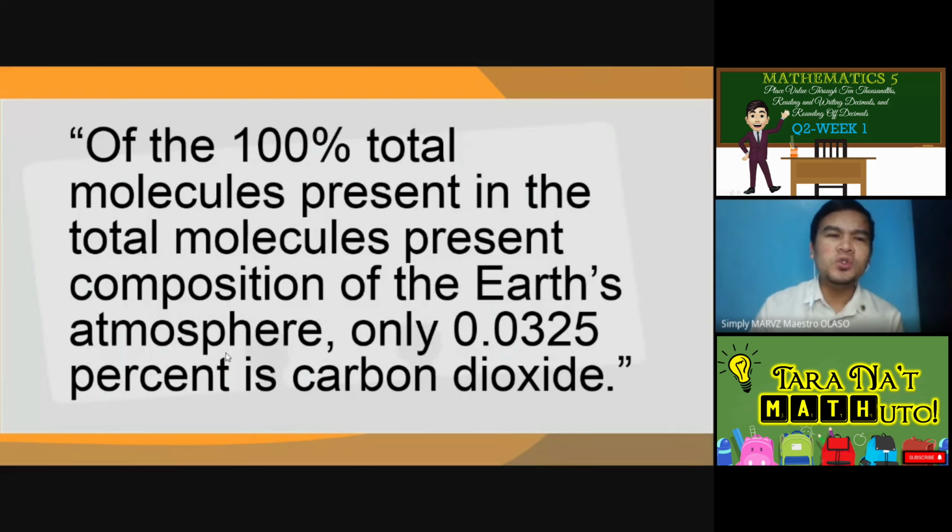Of the 100% total molecules present in the composition of the Earth's atmosphere, only, how do you read this number again? Yes, 325 10,000ths. Why 10,000ths? Because we have now four places. Okay, yung 5 ay nasa 10,000ths. So, 325 10,000ths percent is carbon dioxide. So, it's a trivia, no?